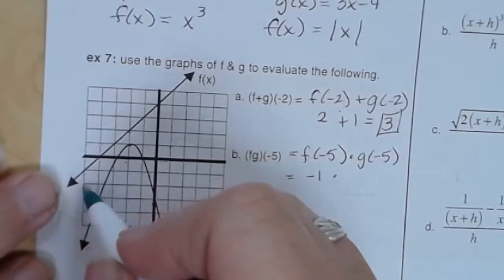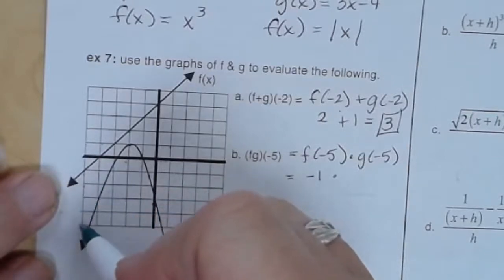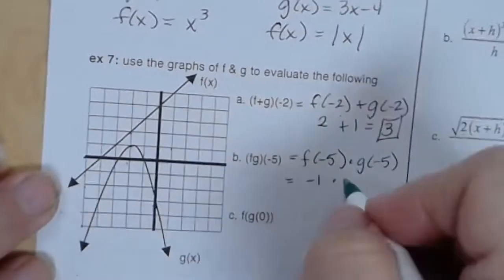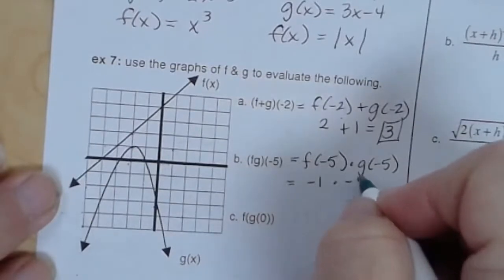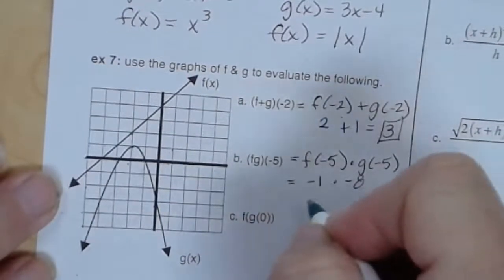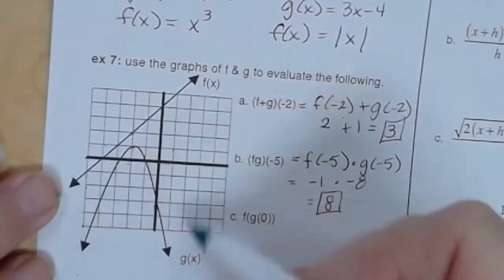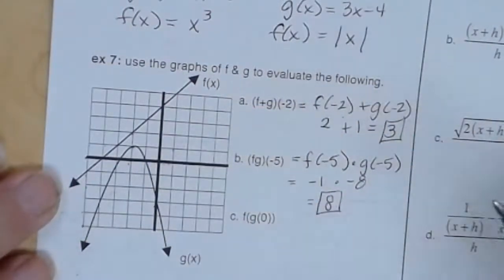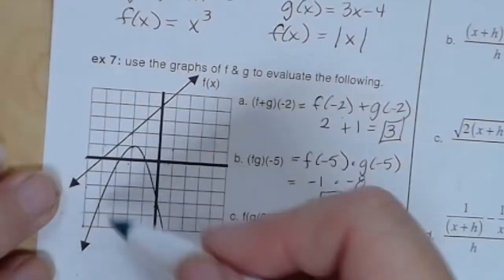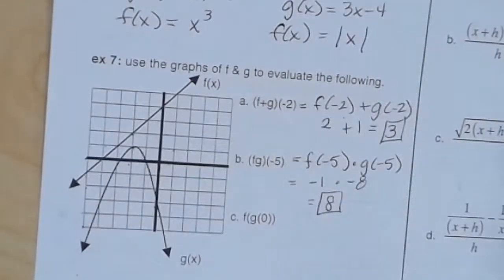So 1, 2, 3, 4, 5, 6, and then 3 more, 7, 8, 9. So it's going to be negative 8, which if I multiply those together, I get 8. This is your standard parabola. If you square something, negative 1 squared, we get 1, negative 2 squared, and so on.